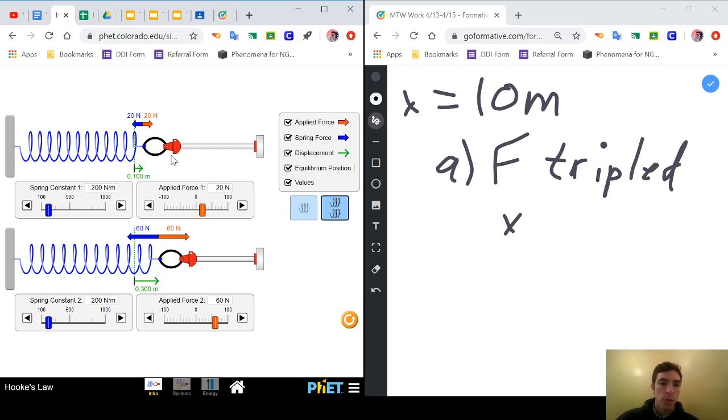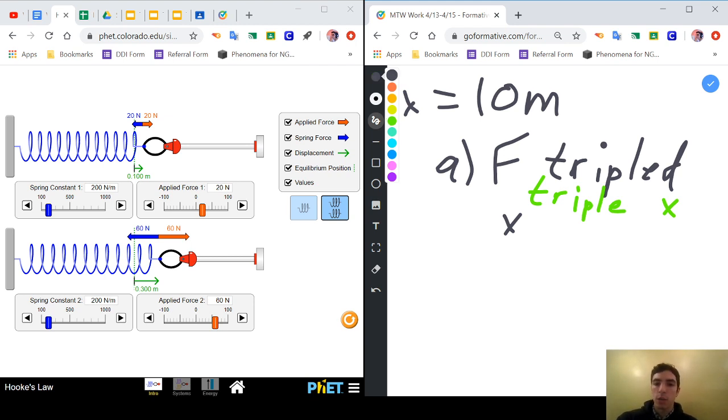So 0.1 meters for spring A, 0.3 for spring B. It looks like when I triple the force, I also triple the displacement. So I'm just going to make a note of that to myself. If I triple the force, I should triple that displacement as well.